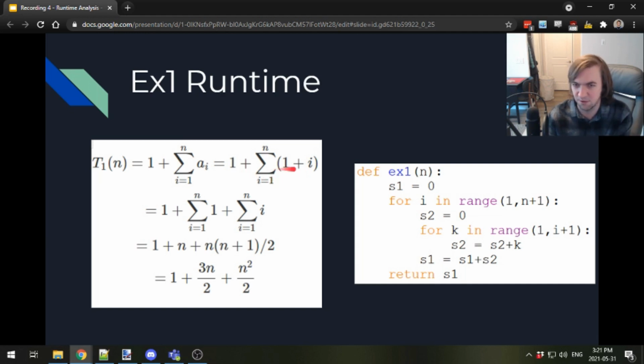And this is really simple to work out, actually, right? Because we know the summation of these two terms is equal to the two summations of both. So we have 1 plus the sum of 1 and the sum of I. The sum of 1 n times is just n. The sum of I is our little formula, n times n plus 1 over 2. So add all this together, what do we get? 1 plus 3n over 2 plus n squared over 2.